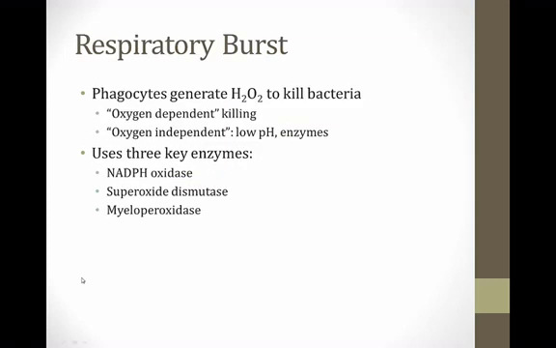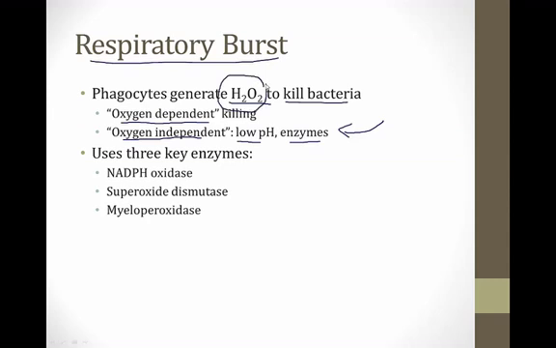So let's talk about the utility of NADPH for killing of bacteria by phagocytes. This involves a process called the respiratory burst. Phagocytes generate hydrogen peroxide in order to kill bacteria. This is called oxygen-dependent killing. There is another process phagocytes use called oxygen-independent killing, and this involves using things like low pH and enzymes to destroy bacteria, but it does not involve oxygen. So for the oxygen-dependent killing, phagocytes need to generate hydrogen peroxide. In order to do that, they need three important enzymes: NADPH oxidase, superoxide dismutase, and myeloperoxidase.